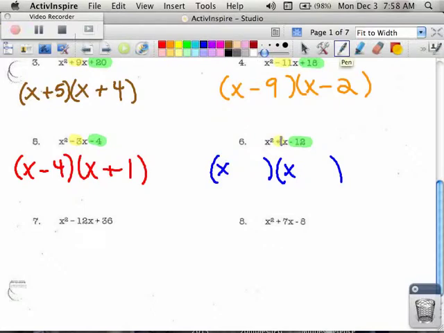Naima? What you said? Negative 3 and positive 4? Yeah. Okay, so negative 3 times positive 4 is negative 12 in the green. Negative 3x plus positive 4x is positive 1x. Looks good. Good job.